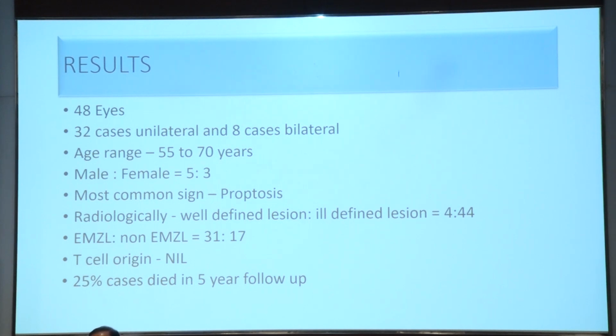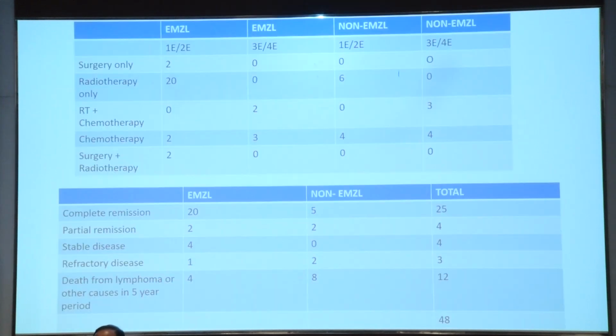The most common sign was proptosis, and the ratio between the well-defined lesion and the ill-defined lesion radiologically was 4:44. That means most of the cases were ill-defined. And extranodal marginal zone lymphoma versus non-extranodal marginal zone lymphoma, the ratio was 31:17. That means EMZL type was common. None of the cases were of T-cell origin, and 25% of cases died in a 5-year follow-up.